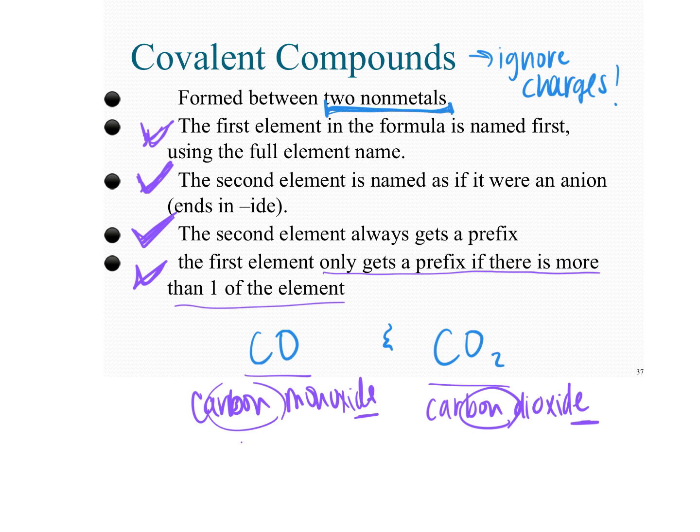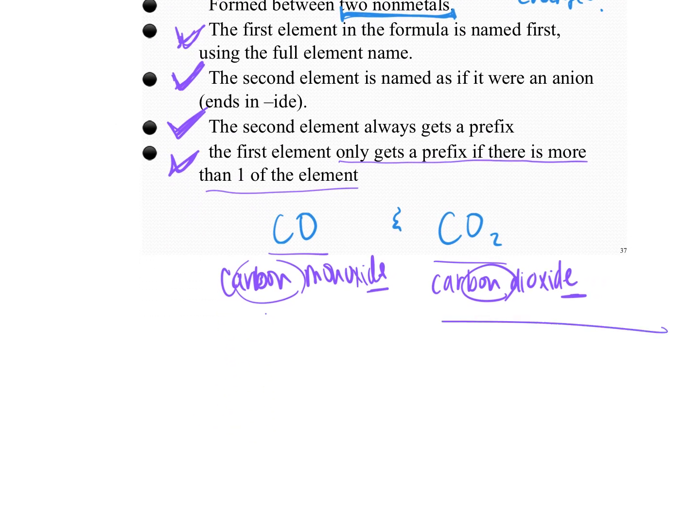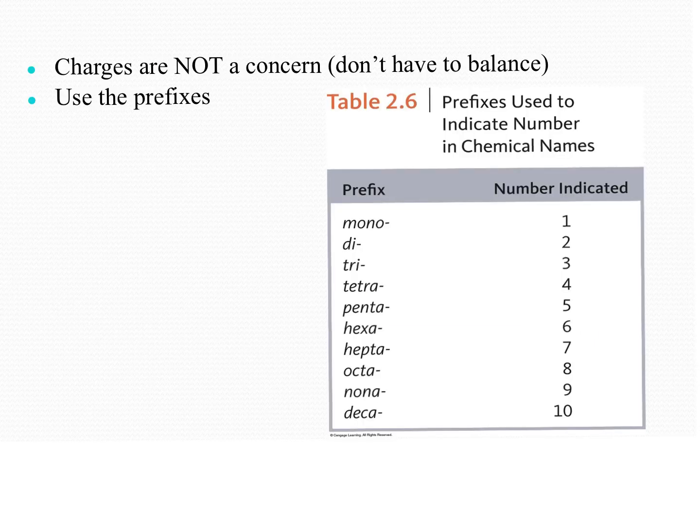Now, with covalent compounds, there is no crisscross. We just name it exactly as we see it. So it's much simpler than ionic naming. Okay, so let's try this one. Let me find you the table here. We usually think of 4 being quad, right? But here we're going to use it as tetra for 4.